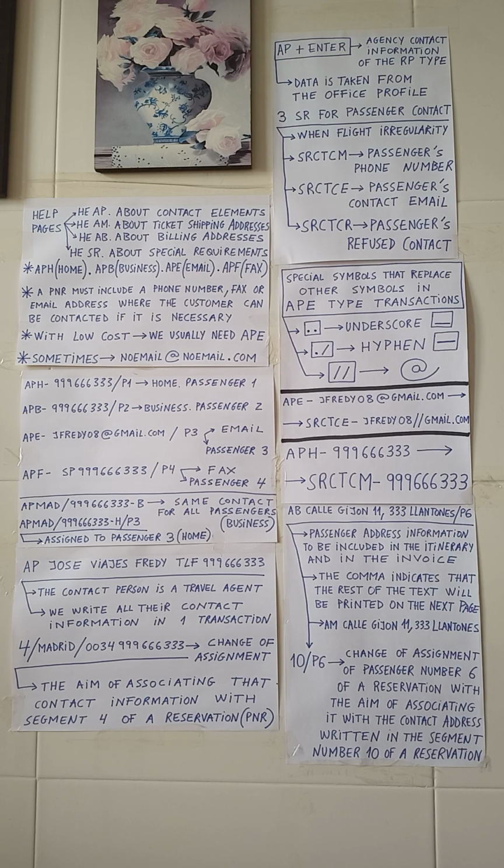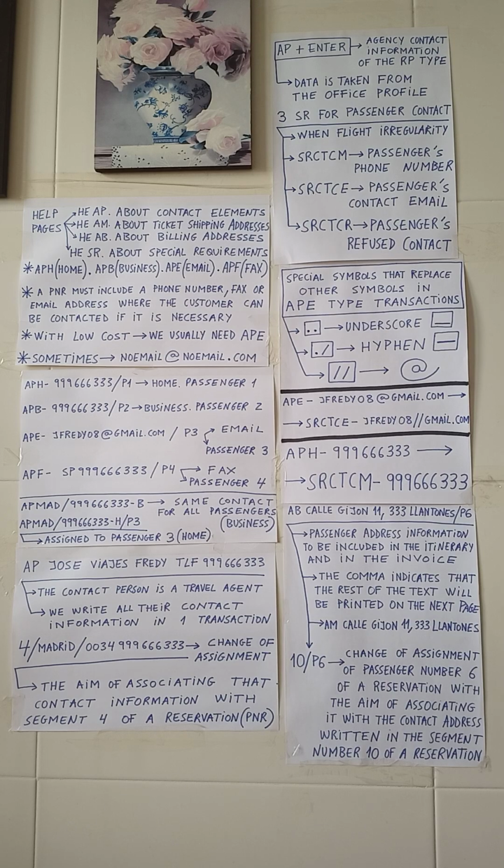At the end of the transaction, we can see a slash and P6. This indicates that the postal address for sending this invoice only affects passenger number 6 of the affected reservation. The comma indicates that the information that appears after it will be printed on the next page.